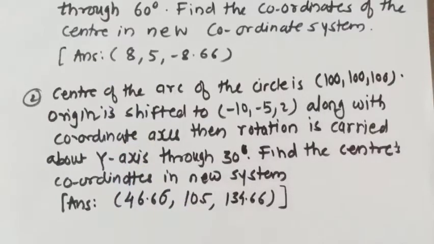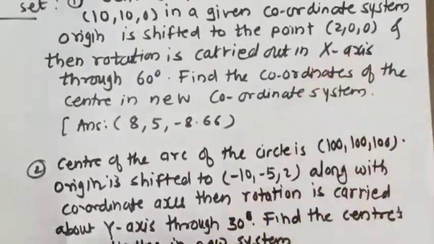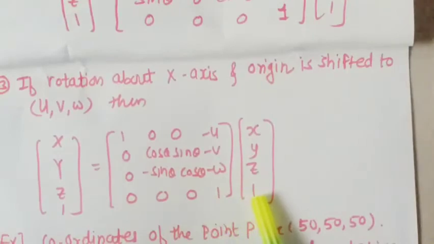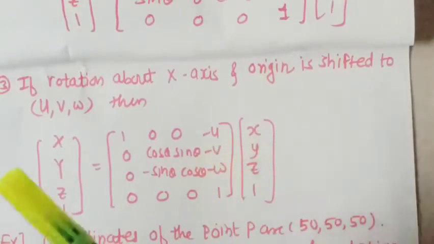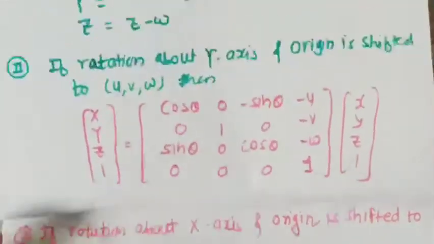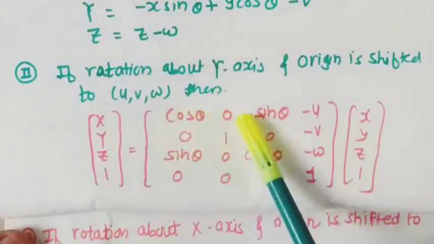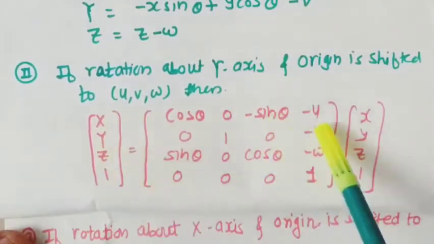Try to solve these two problems. The formulas you need to use here are rotation about the x-axis and rotation about the y-axis. One more time you see the formulas. This is the formula for rotation about the x-axis. For the first problem given for practice, you can use this formula, and for rotation about the y-axis you can use this formula. Okay, so multiply these two matrices and write the value of x, y, z in the form of equations.